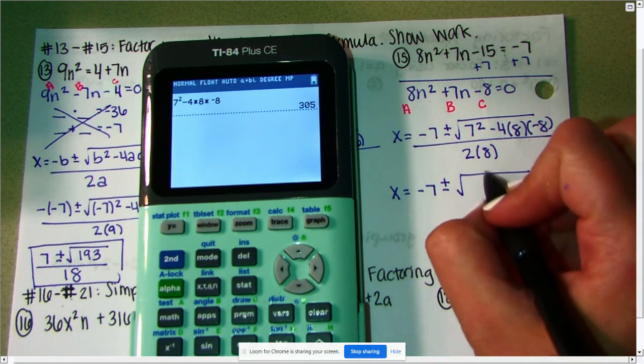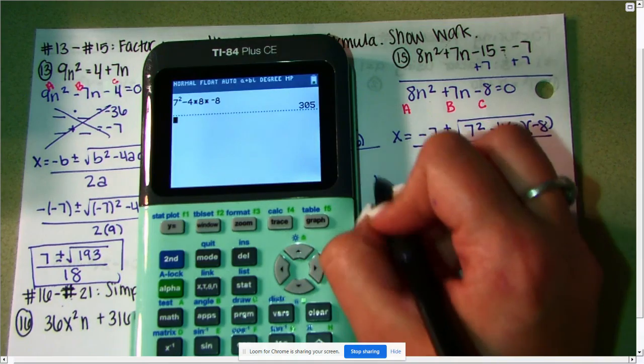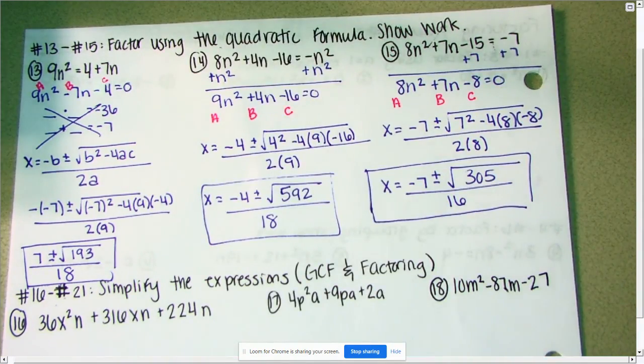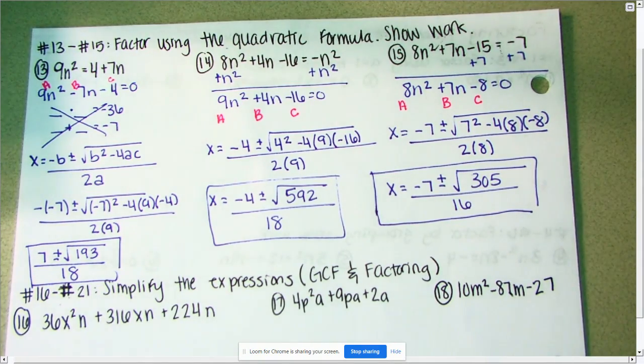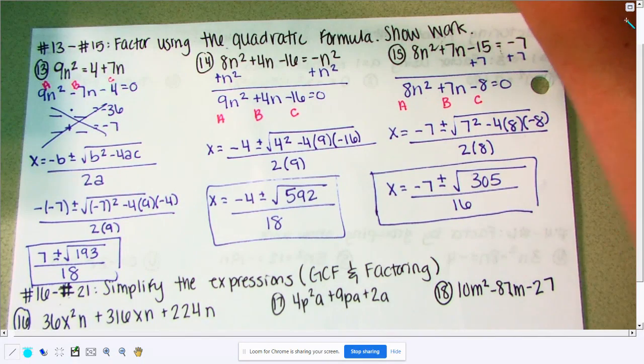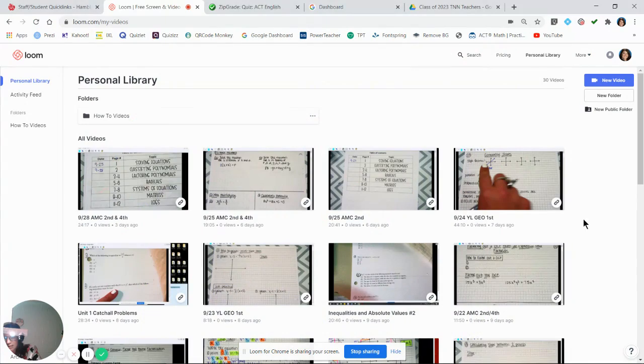So I get 305. Also, I'm not making you simplify these radicals. The ACT's radical simplification is a lot easier than these because remember, it has to be done without a calculator. So let's go ahead and we're going to move on to numbers 16 through 21 for some extra practice.